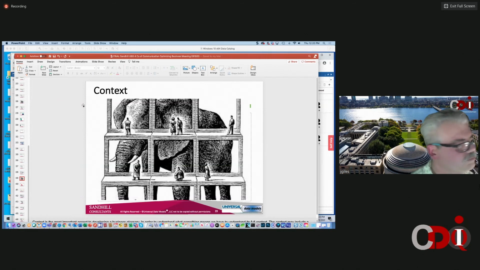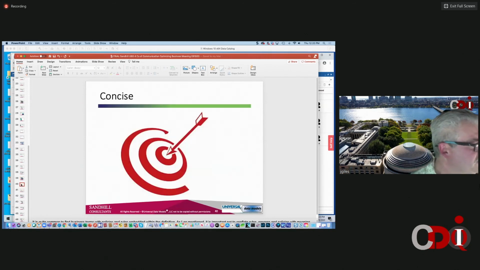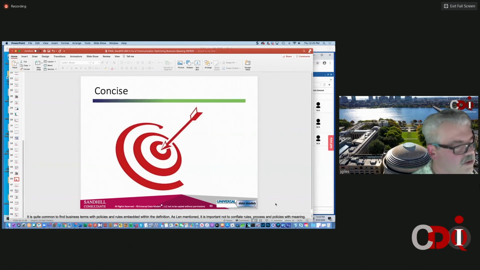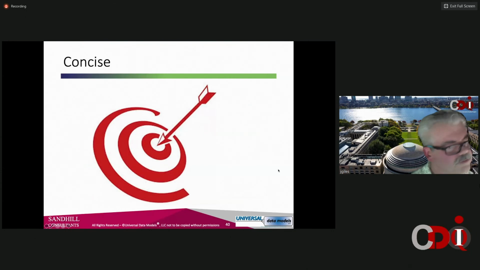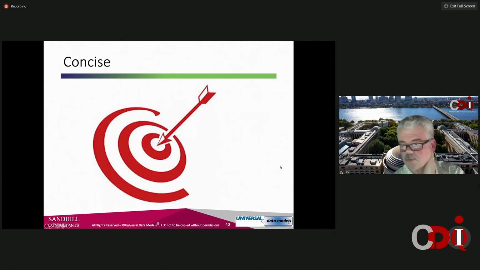All right. And let's take a look at concise for a minute. So jump in and look at the slide deck here. So being concise, okay. So it's common to find that you've got business terms and they've got policies and rules and process embedded in the term. As Len pointed out, this adds unnecessary overhead and ambiguity to things.